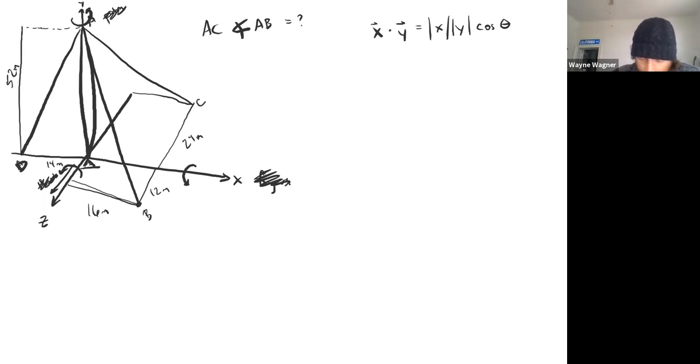So let's get the vectors for AB and AC. AB, the vector: this is A up here, here's B down here, so the vector goes from A to B. In the X direction, we go that far, so that's positive 16 meters. In the Y direction, we went straight down, so that's minus 52 meters in the J direction. And in the K direction, the Z direction, we're going this way, so that's plus 12 meters in the K direction.